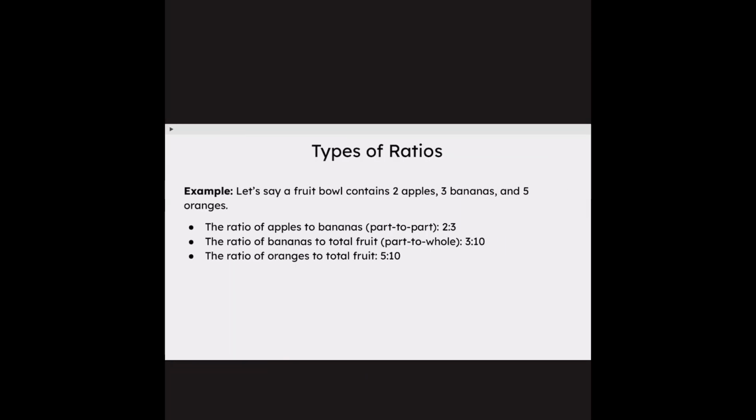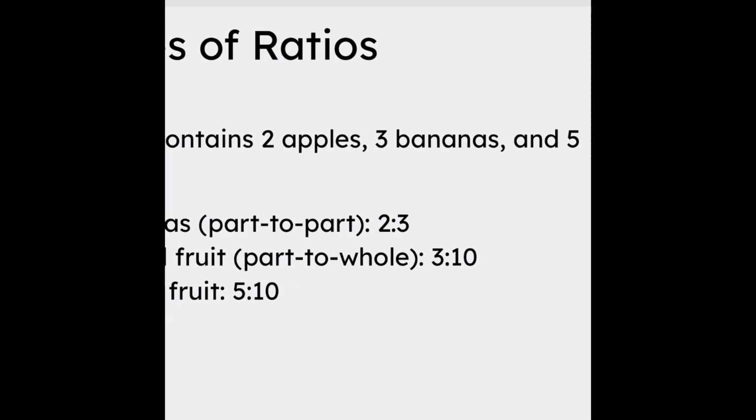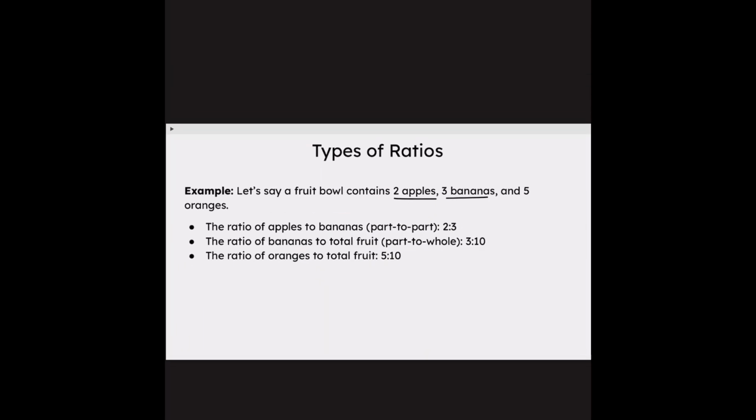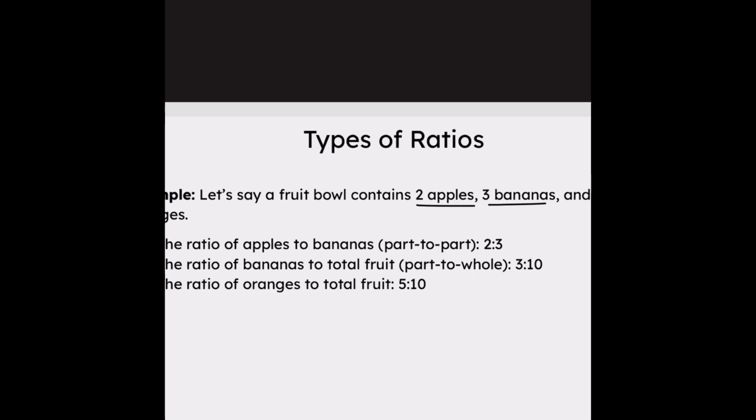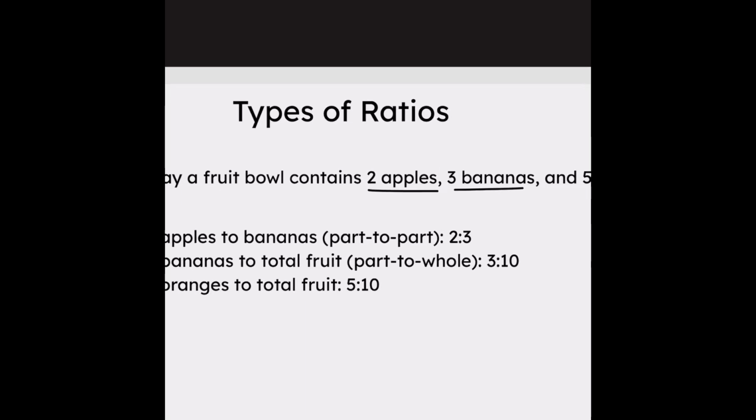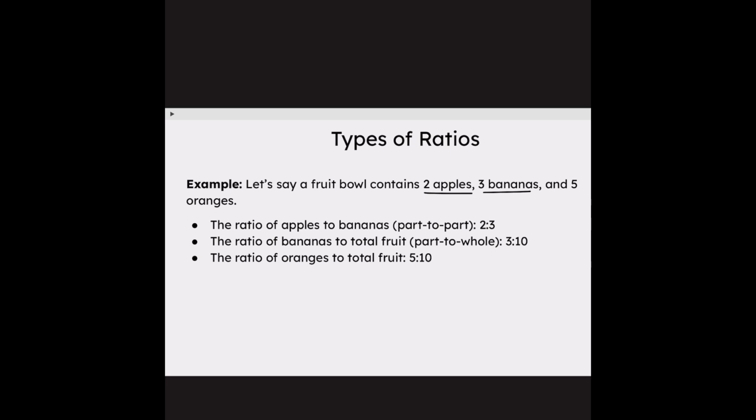Okay, let's look at types of ratios. Let's say that we have a fruit bowl that contains 2 apples, 3 bananas, and 5 oranges. The ratio of apples to bananas is going to be 2 to 3, right? 2 apples to 3 bananas. And that's called a part-to-part ratio because apples and bananas are both a part of the entire thing. The entire collection of fruit is going to be 10 pieces of fruit. We have 2 apples plus 3 bananas plus 5 oranges, so the whole thing is 10 pieces of fruit.